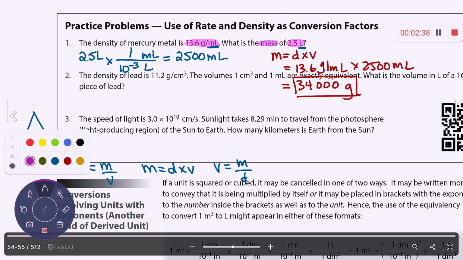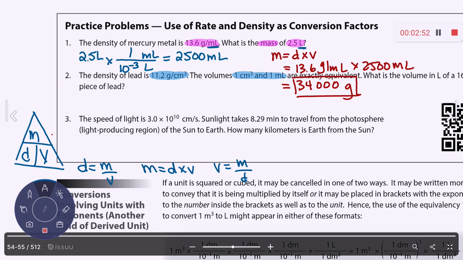Can I take a look at number 2? Number 2 says the density of lead is 11.2 grams per centimeter cubed. And it says a centimeter cubed and a milliliter are exactly equivalent. This is something that you need to memorize because you will use this a lot in calculations and lab. So 1 centimeter cubed is the same thing as a milliliter. They want to know what the volume in liters is of, how much is that piece of lead?